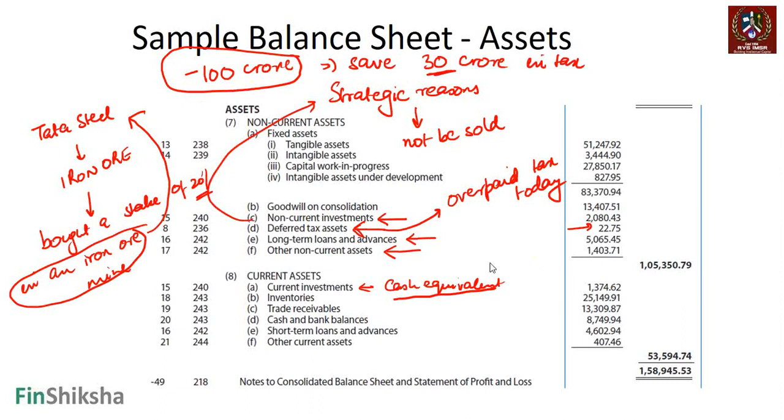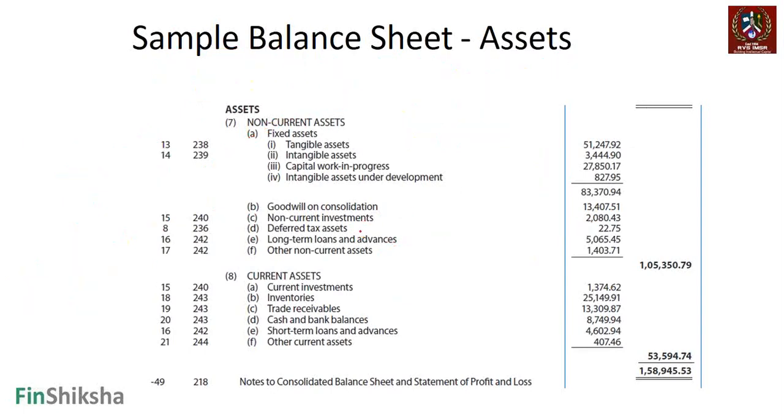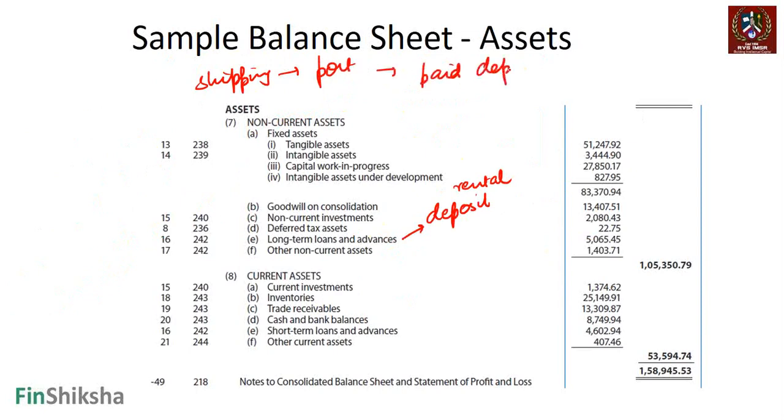Let's move ahead, talk about long-term loans and advances and other non-current assets. If you have given a long-term deposit, let's say, it could be a rental deposit. Let's say you are a shipping company, which is using a port and you've paid deposits for 5 years, right? This is a long-term deposit. It's in a way a long-term advance that you have extended to someone.